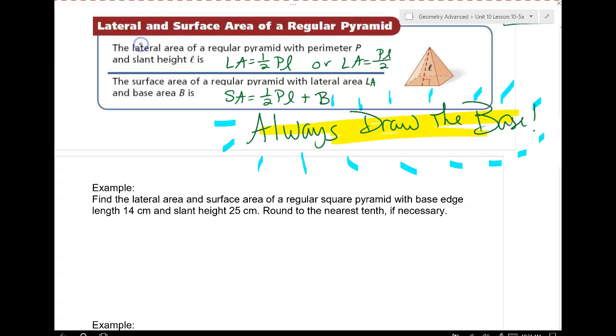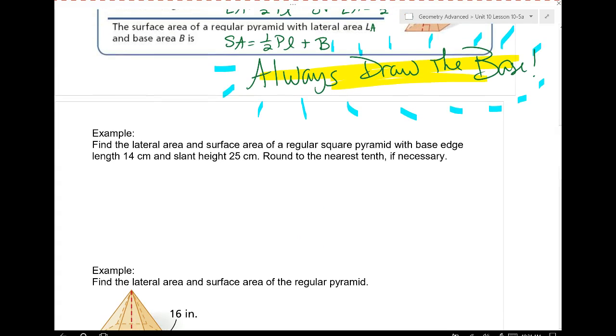All right, so let's go with this one real quick. It says find the lateral area and surface area of a regular square pyramid with base edge length of 14 centimeters and a slant height of 25 centimeters. Okay, it almost sounds redundant, doesn't it? A regular square pyramid. A square is regular, right? What is the regular really describing?